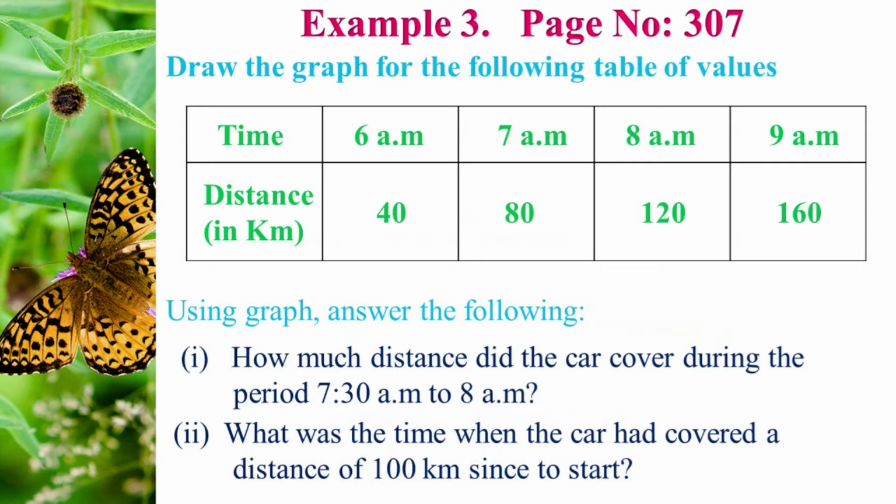Now we see example 3. Draw the graph for the following table of values. Time, distance in kilometer: 6 am, 40 kilometer; 7 am, 80 kilometer; 8 am, 120 kilometer; 9 am, 160 kilometer. Using the graph, answer the following. First question: how much distance did the car cover during the period 7:30 am to 8 am? Second question: what was the time when the car had covered a distance of 100 km since the start?